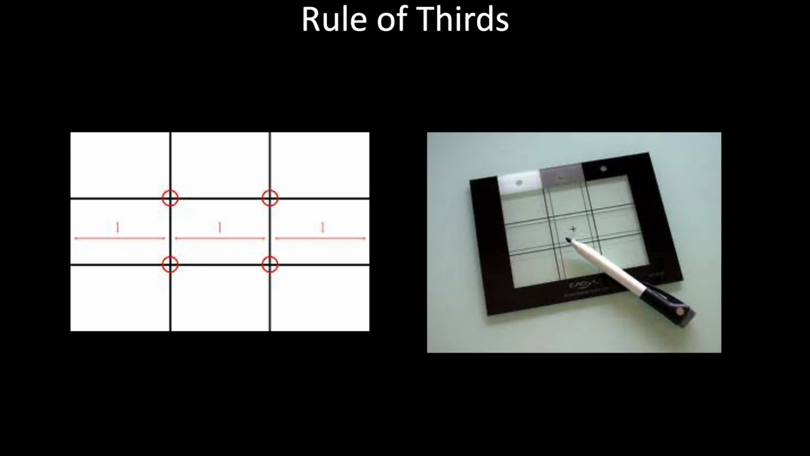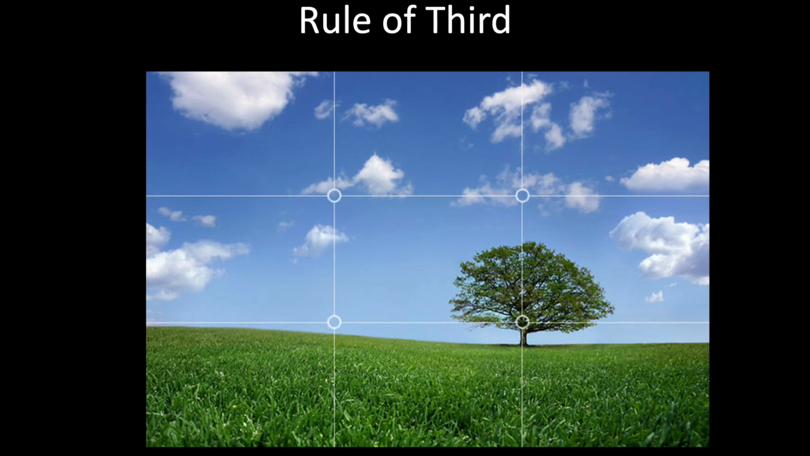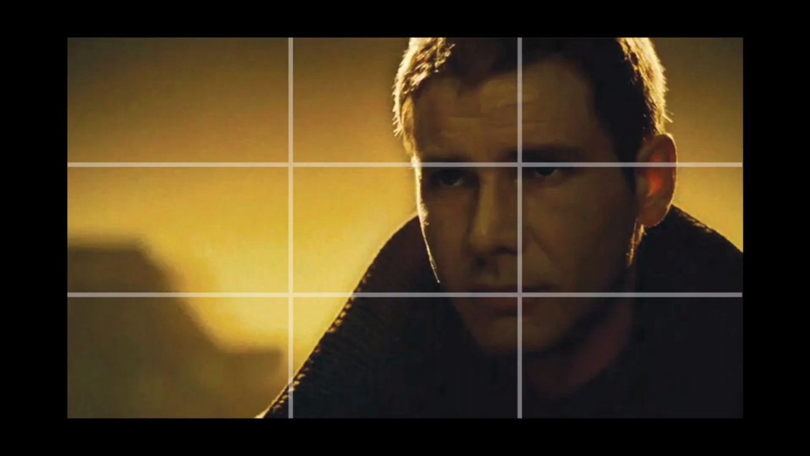Now, if we were in class, we could make a grid in a rectangle and walk around the classroom, kind of like movie makers, and frame our viewpoint. So here, with the rule of thirds, the point of interest is in this tree or in Harrison Ford's eye, or here, as we see in 300, the men falling down the cliff.